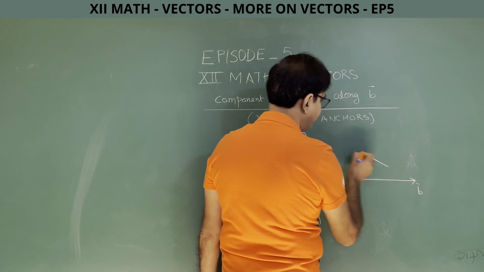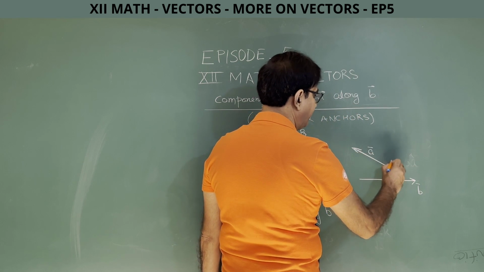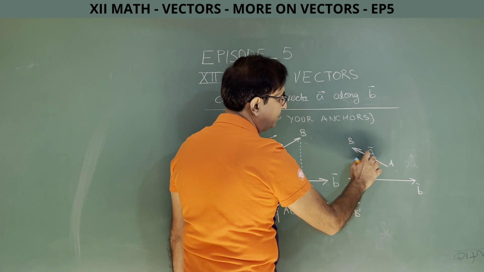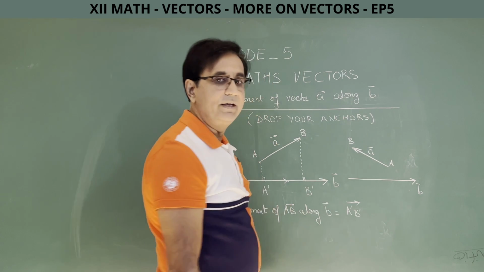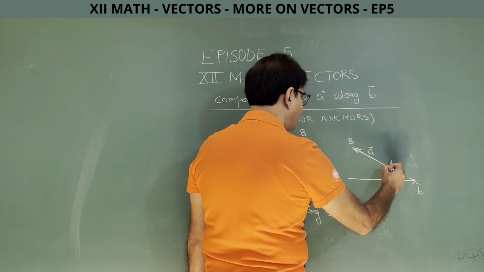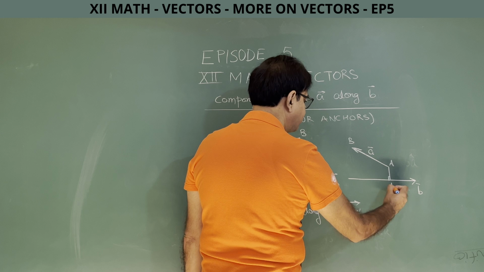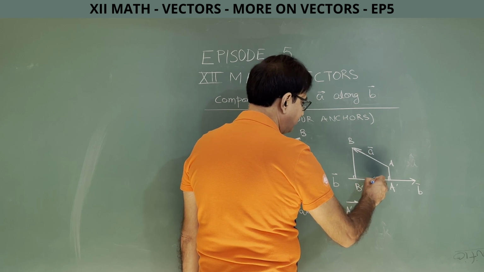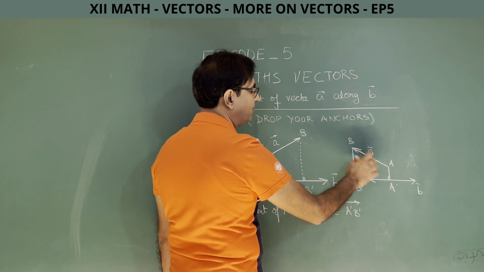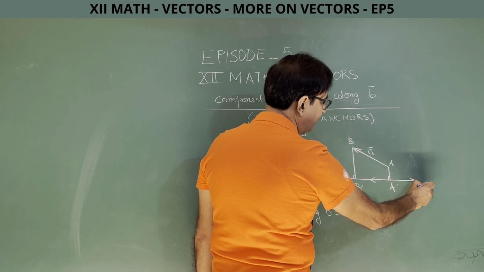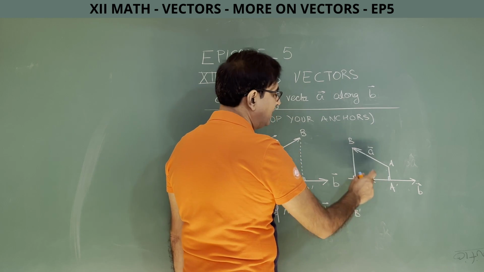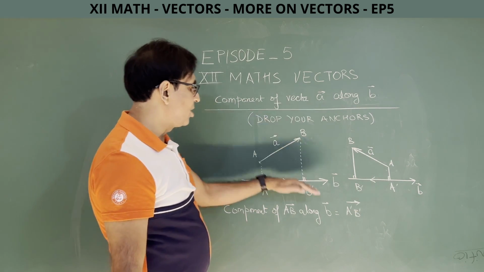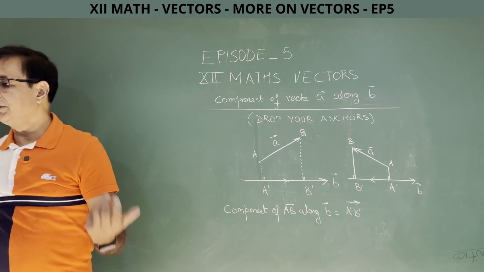This is vector B, this is vector A. Now I ask you, find the component of vector A along vector B. What is the keyword? Drop your anchors. So you drop your anchor here, this will be called A dash. You drop your anchor here, this will be called B dash, and this vector A dash B dash will be the component of vector A along vector B. So now it will have a specific magnitude and the direction will be opposite to that of B. So you have only 2 options for direction, along B or opposite to B, and the magnitude you will find.